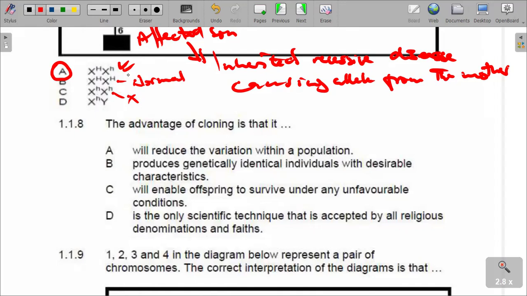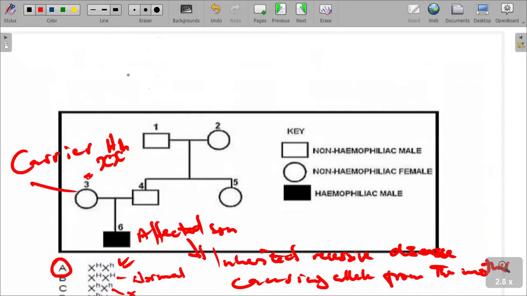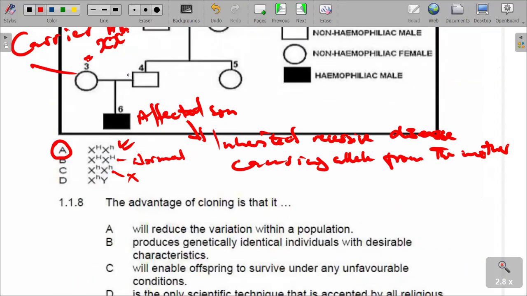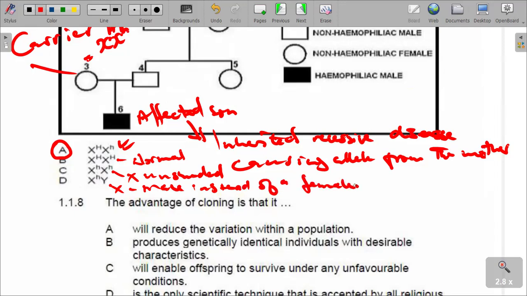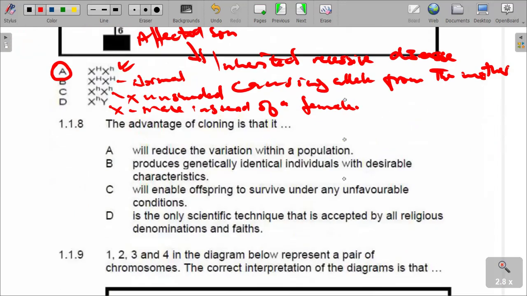And also, according to C, it is wrong because this mother is totally affected. But according to the pedigree diagram, it is showing that the mother cannot be affected because it is unshaded, which means the mother cannot be in this case. And again, D is also wrong because it represents a male instead of a female. Then the correct answer is A.